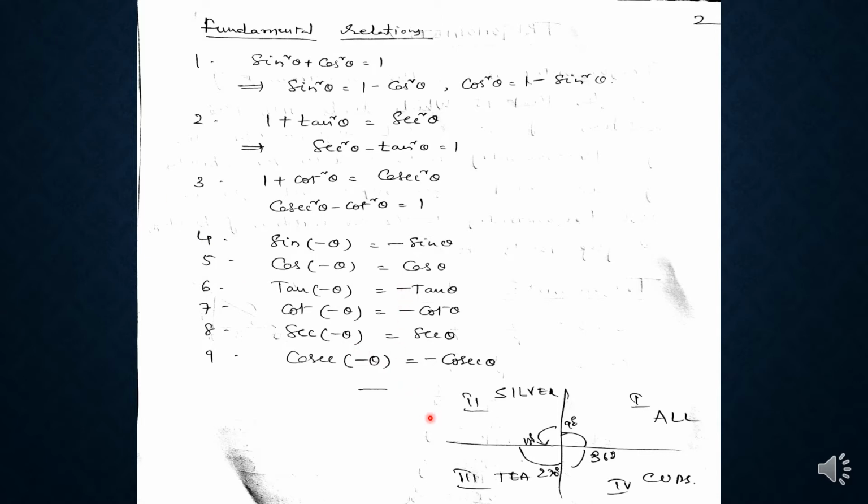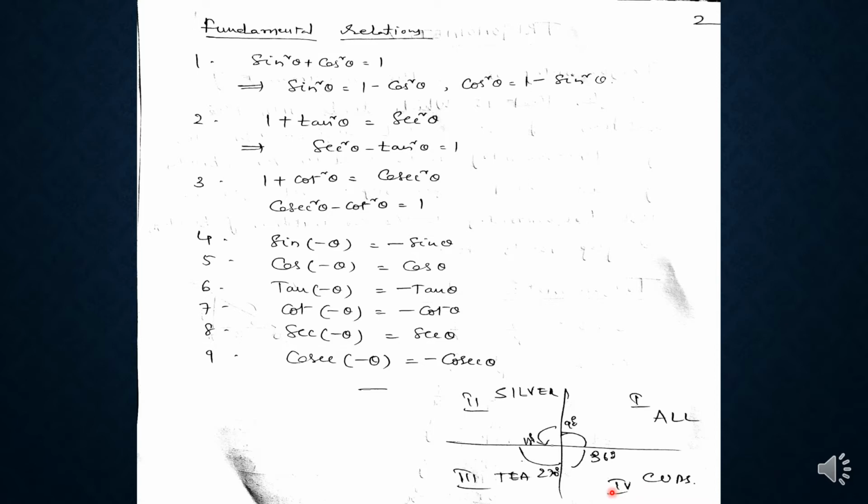Sign of the trigonometric functions. If we take the x-axis and y-axis, we can take 0 to 90 degrees as the first quadrant, 90 to 180 degrees as the second quadrant, 180 to 270 degrees as the third quadrant, and this is the fourth quadrant.